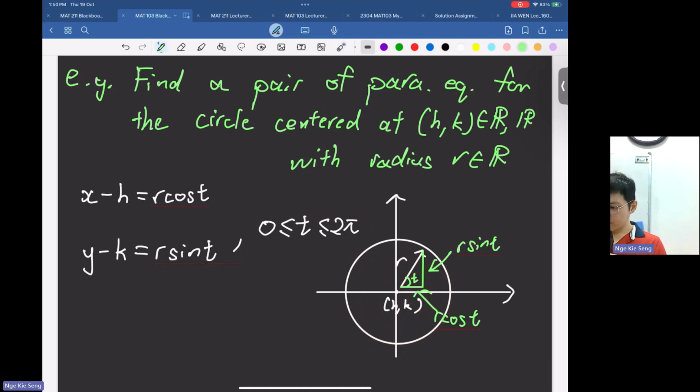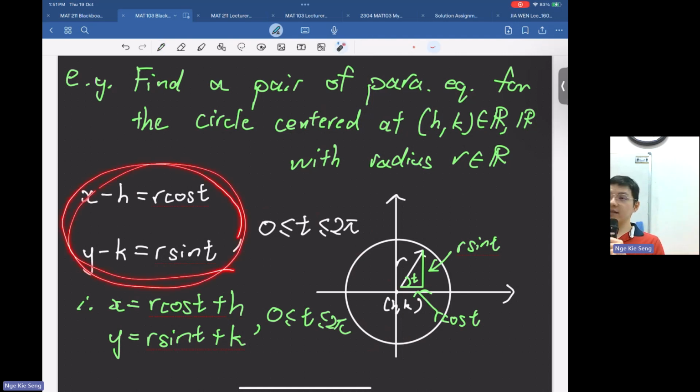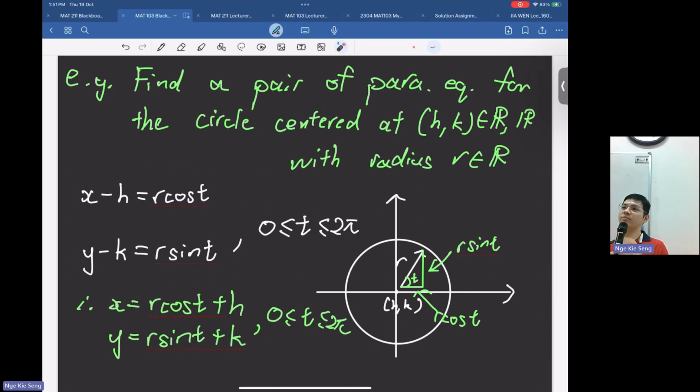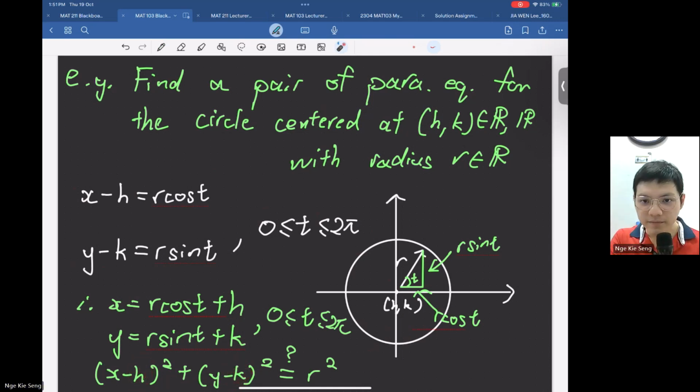So in general, what do you get? You get x equals r cos t plus h, and y equals r sine t plus k, for t between 0 and 2 pi. And you should also check that this really satisfies the circle equation. You know how to check whether this plane curve satisfies a circle equation or not? Square what? Okay, so you square x minus h and add it with y minus k squared. You should check that you get r squared. So from here, you can also see that these are the center of your circle, h and k. Okay, any question or not?